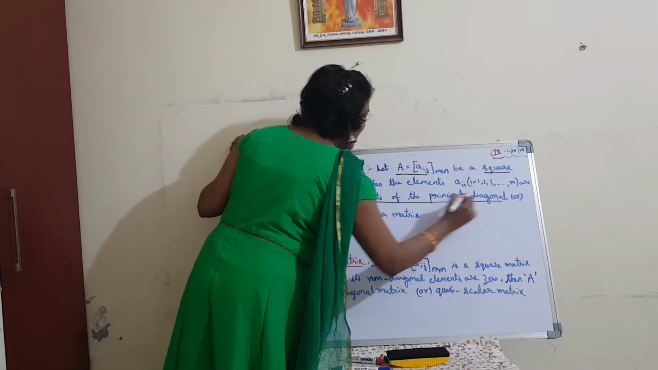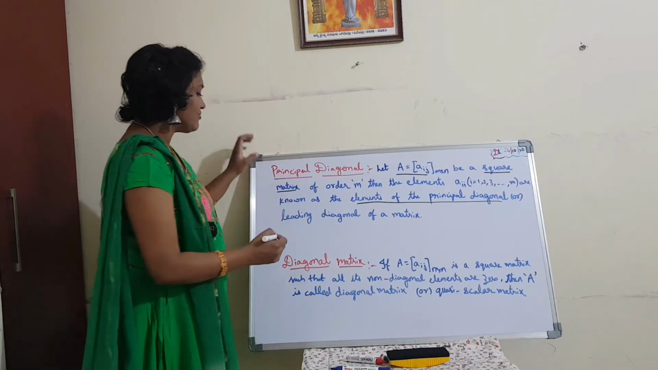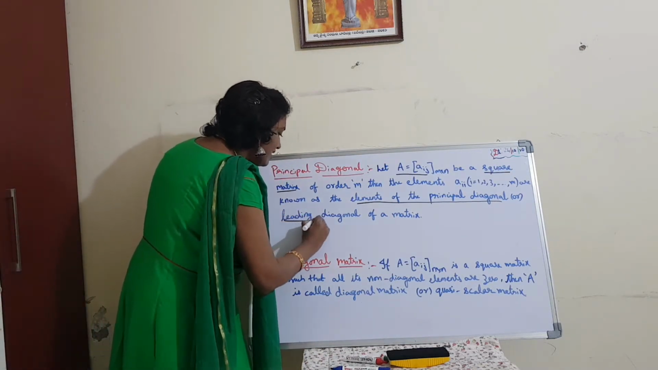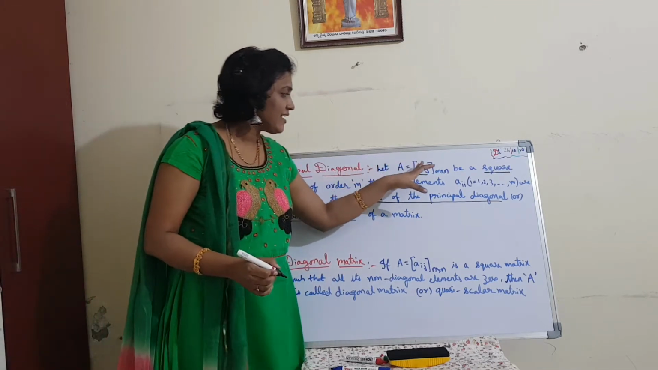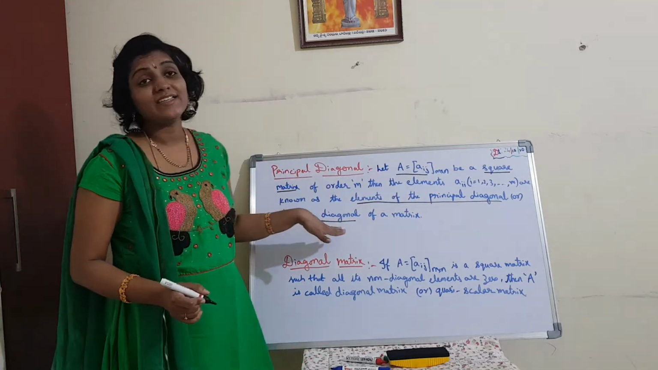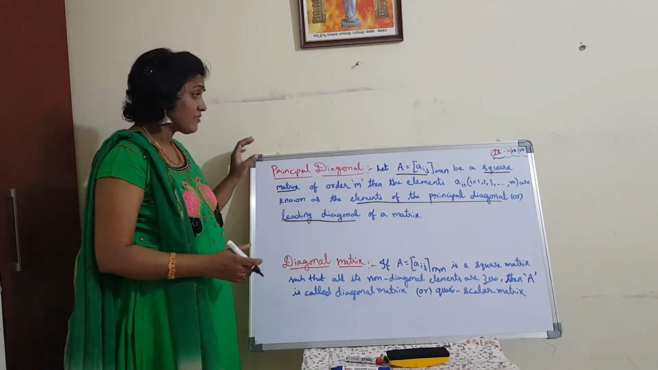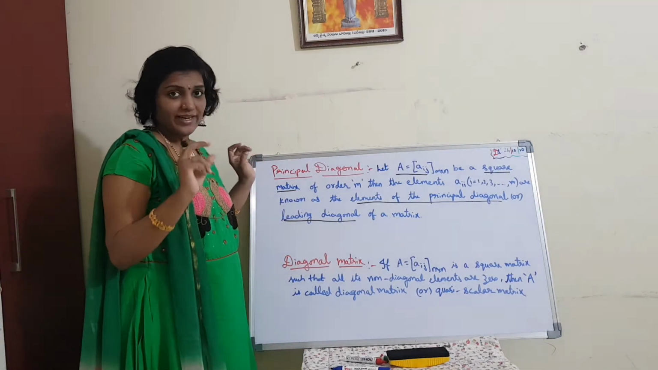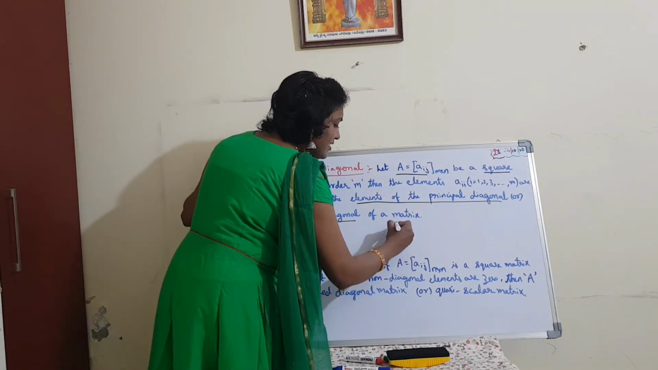What we'll call it as the elements of the principal diagonal. Another word we'll call it as the leading diagonal. The elements are called the principal diagonal or leading diagonal of a matrix. Here the matrix must be a square matrix. Suppose I will tell an example, you can understand.